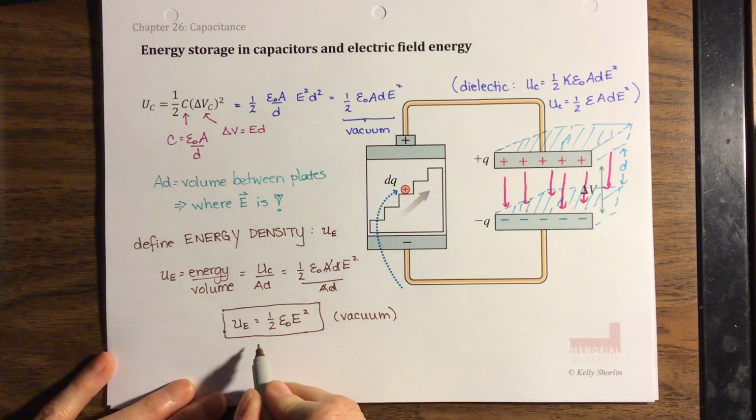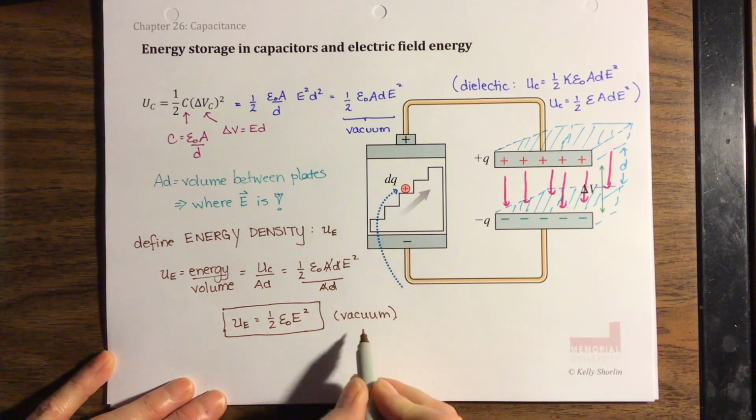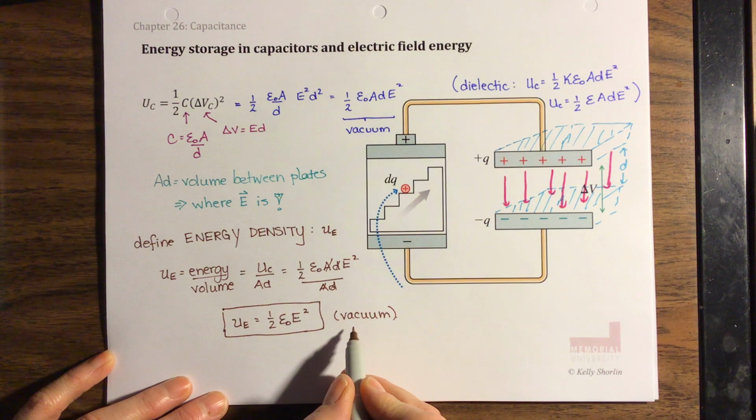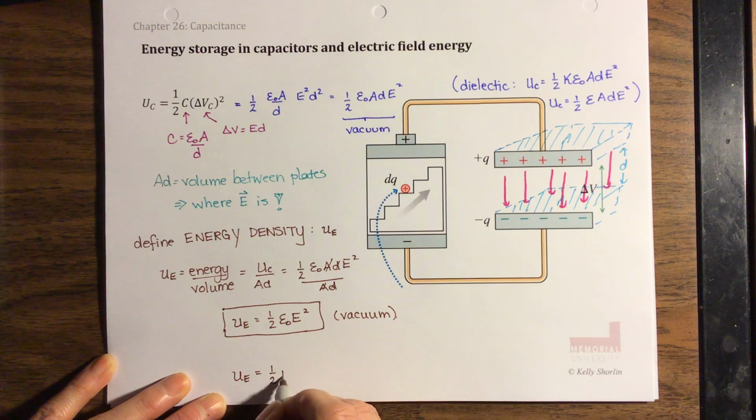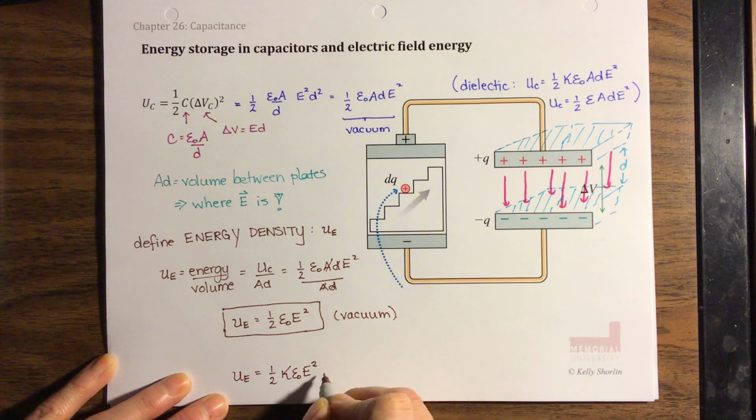So the last thing we'll fill in here: if we didn't have a vacuum, if we had a dielectric between the plates, then for the energy density we'd have to include our dielectric constant kappa here. So you could write it just as this, or you could say that kappa times epsilon naught is epsilon, the permittivity of the material.